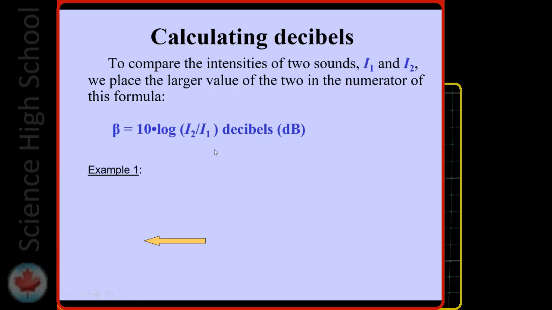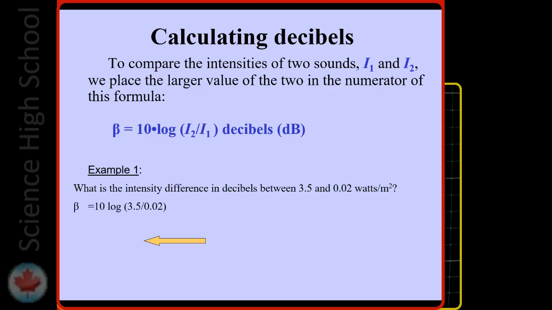So in this example, we've got, what's the intensity difference, because that's what a decibel is, between a 3.5 and a 0.02 watt per meter squared intensity. So 3.5 watts per meter squared as compared to 0.02 watts per meter squared. Well, I take my formula, and you notice the way that I typed this up, I didn't include the units of watts per meter squared. Really, that's just because I was having a hard time getting the superscripts to work when I made up this slideshow. But that's okay.